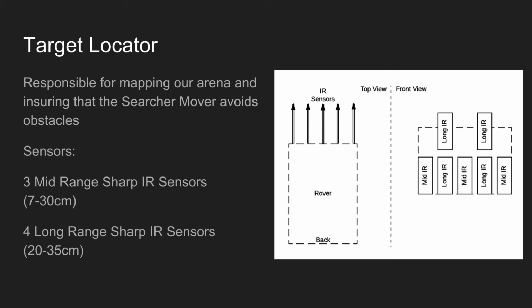The mid-range sensors are used in correspondence with the long-range sensors to account for the 20 centimeter blind spot of the long-range sensor. The target locator module will communicate with both the searcher mover and the Pathfinder module. This module will tell the searcher mover when there is an object that is within 15 centimeters in front of it, and will tell the Pathfinder the location of potential targets.